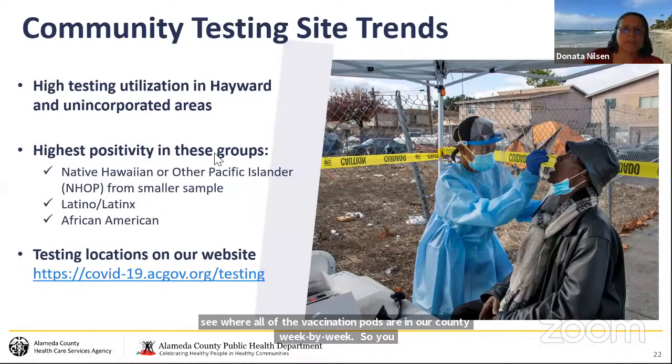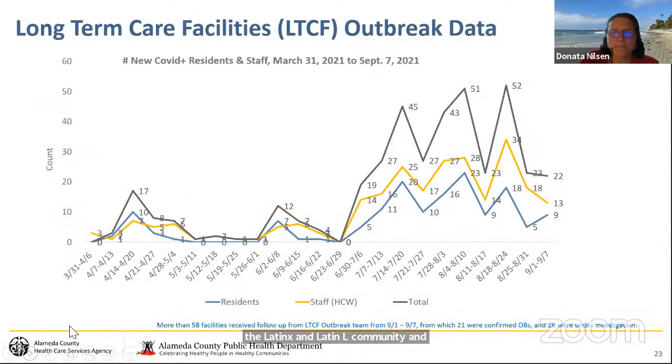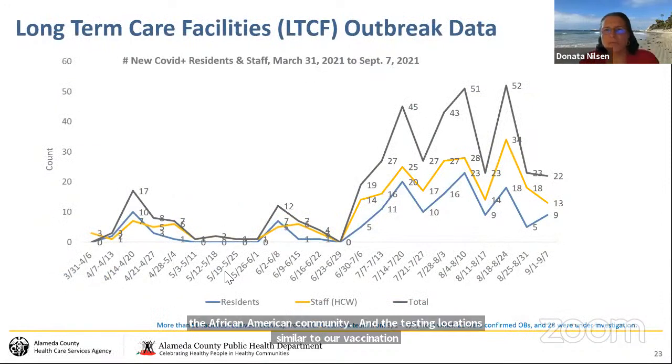In terms of our community testing, we have had a higher testing utilization in Hayward and in our unincorporated areas. The highest positivity rates have been in the Native Hawaiian and other Pacific Islander, and also the Latinx and Latino community and the African American community. And again, our testing locations, similar to our vaccination locations, are on our website. Next slide.